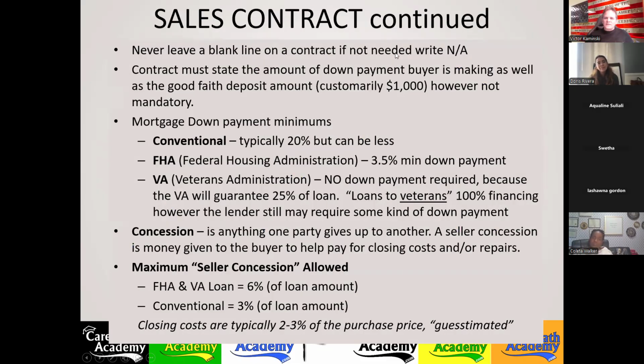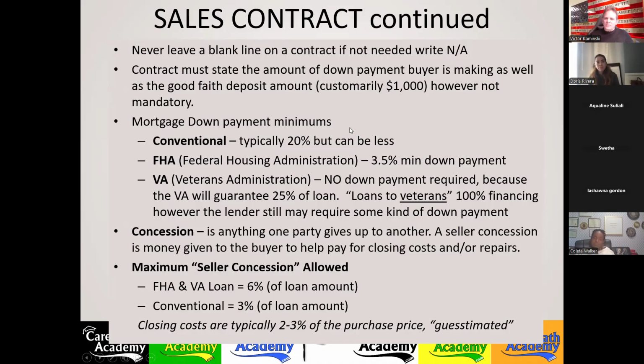Never leave blank lines on a contract. Just write not applicable or put a line through it and then have your client initial next to that. Even though it's not required by law, they should include a minimum of $1,000 good faith payment along with their offer.